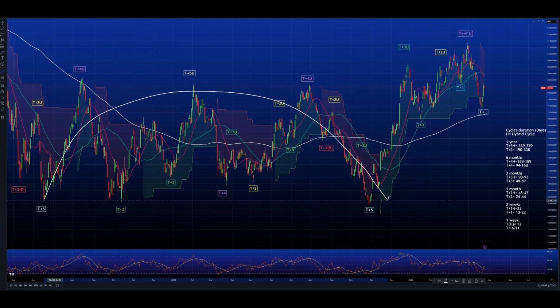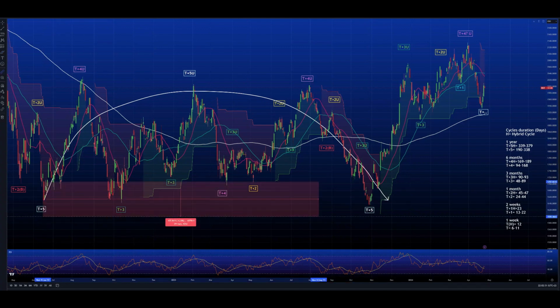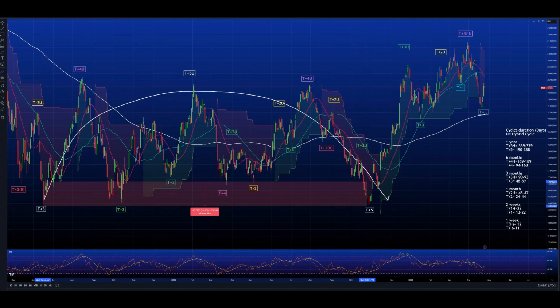The total duration of this yearly downward cycle has been of 343 days. For your reference, here there is a legend where you can always consult the duration of the different cycles. Here we are talking about a T plus 5. In this case, we have had a stretched T plus 5, 343 bars, which is longer than the standard duration, more than 338. So it's a T plus 5H or T plus 5 hybrid.